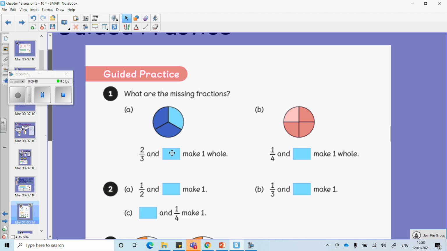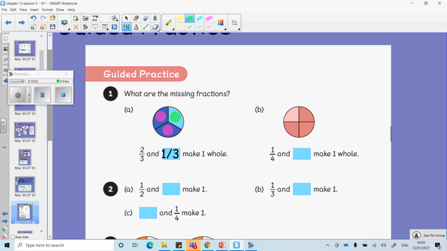2/3 and something make 1 whole. Well, here's my 2/3, this part, and something. Well, this is the only part that's left over here. So what do we call that? I think we need to say that is 1 part out of 3 equal parts, or 1/3. Moving on to our next picture.